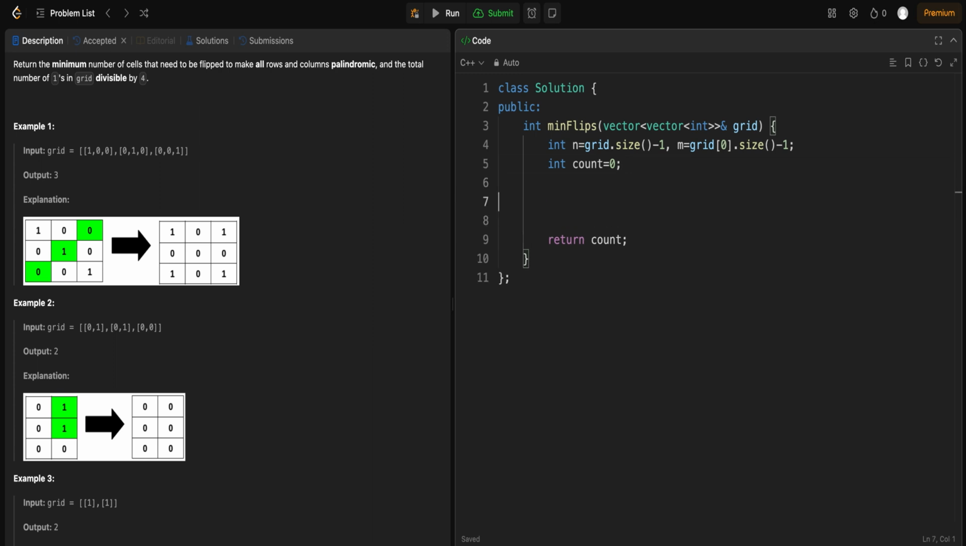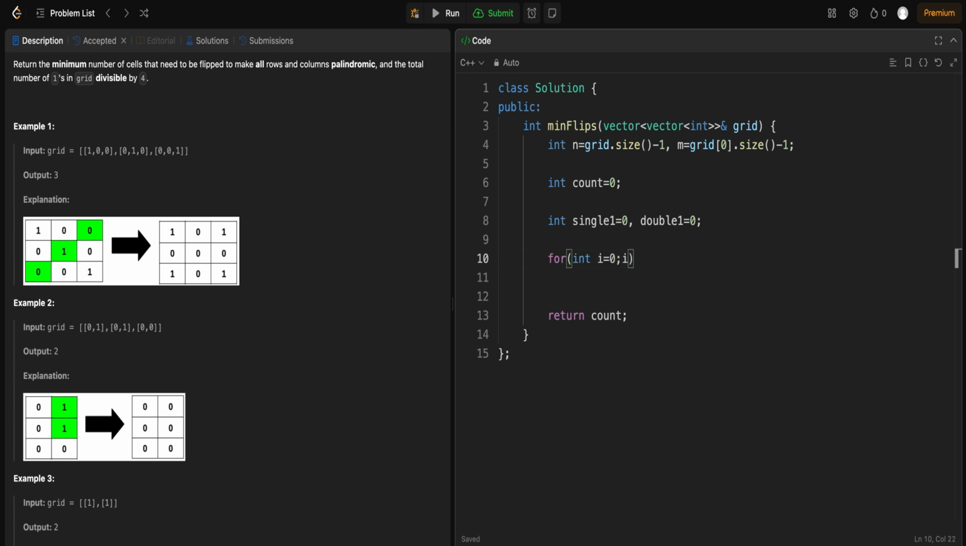and in between I need to take care of two variables as well. The first one will be int single one, which is equal to 0, and double one, which is also equal to 0. Now let's traverse in loops.